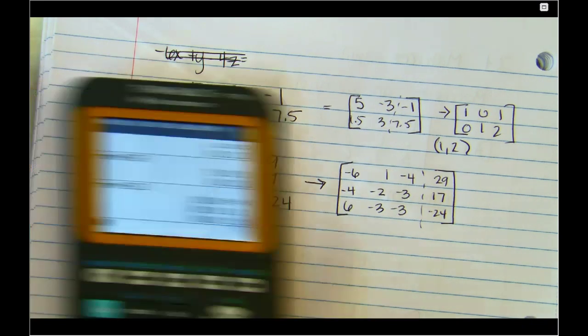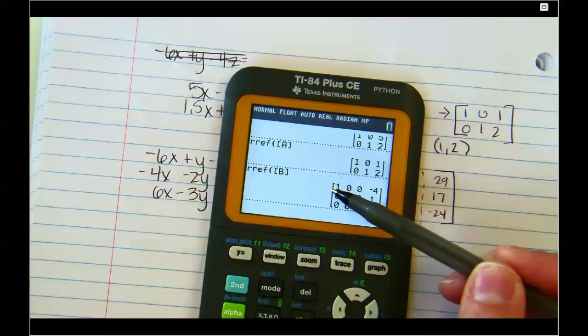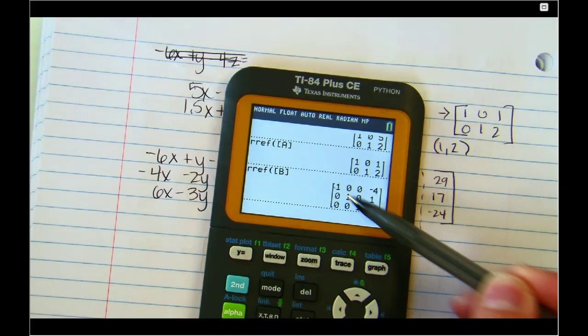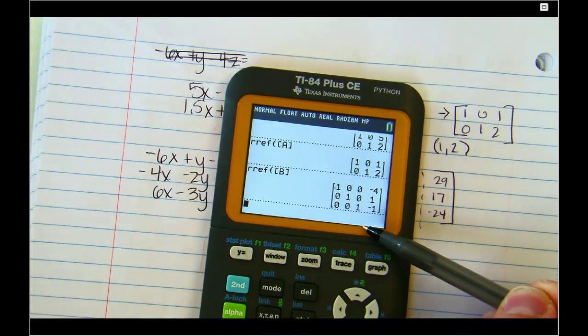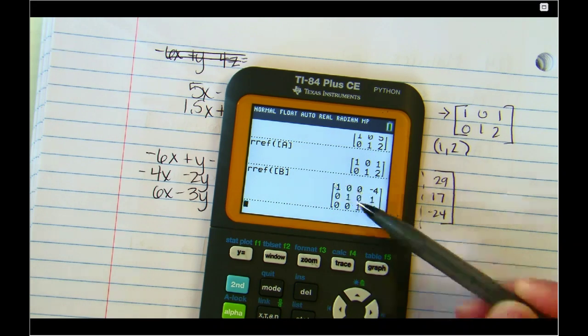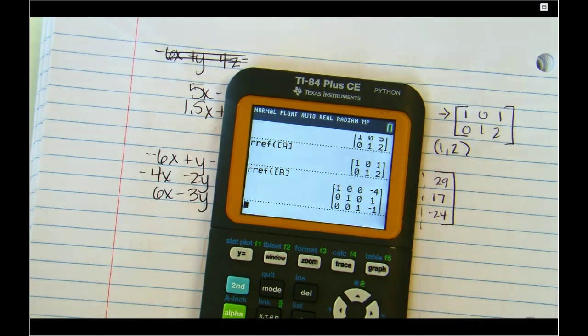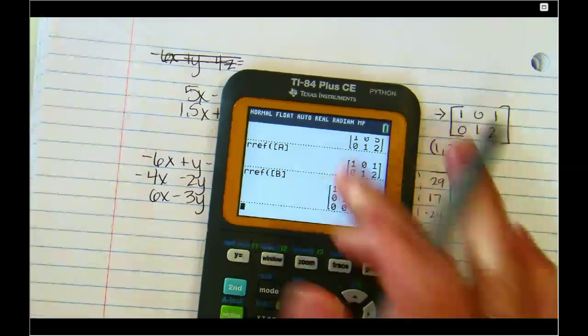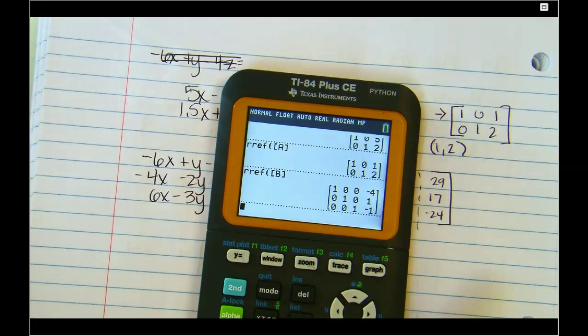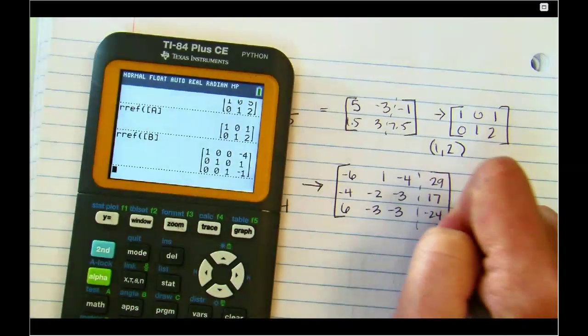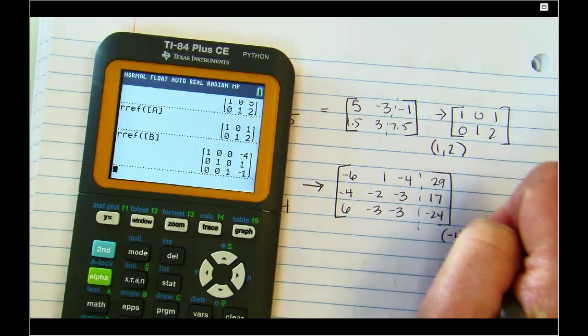Okay. So I want you to notice that the zeros are on the main diagonal, which is why we're talking about main diagonal. Ones on the main diagonal, zeros everywhere else except the answers. So your answer, I think we did this one yesterday, is -4, 1, -1.